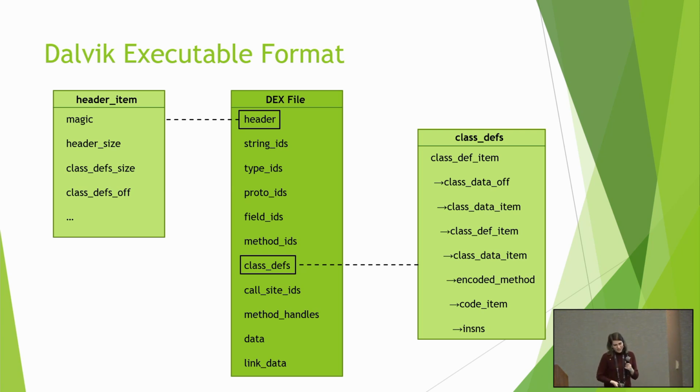So you have your class def item, then you have to go to that class data offset, and then you have to follow that to your class data item all the way down until you get to a single encoded method. And that is just one method that is part of your application. And if you continue following that along, you'll get to your array of instructions that's directly executable.